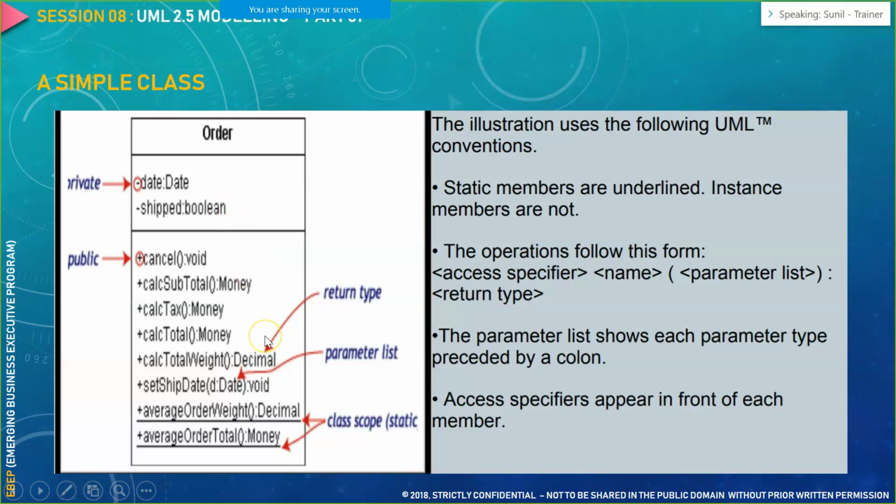So whatever function you write, you have to specify its return type, whether it returns any value or not. If it returns a value, what is the type of the value, whether it's money, decimal, a particular character, whatever it is.